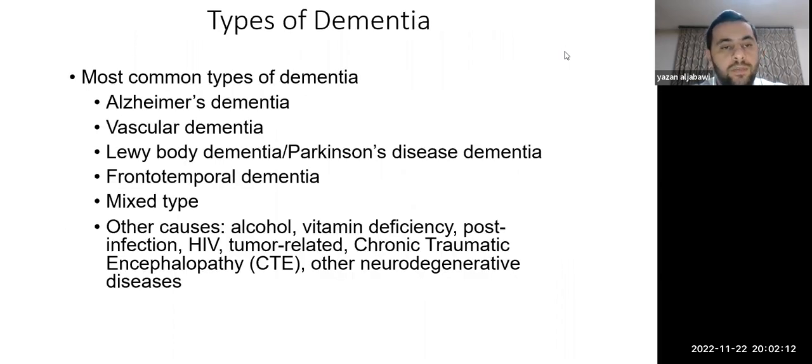Now, types of dementia. The most common types are Alzheimer's dementia, vascular dementia, Lewy body dementia, Parkinson's disease dementia, frontotemporal dementia, and mixed types. There are other types that are less common, like alcohol dementia, vitamin deficiency, post-infectious dementia, HIV dementia, tumor-related dementia, as well as chronic traumatic encephalopathy dementia. And there are many other neurodegenerative diseases, but they are less common than the types we mentioned.